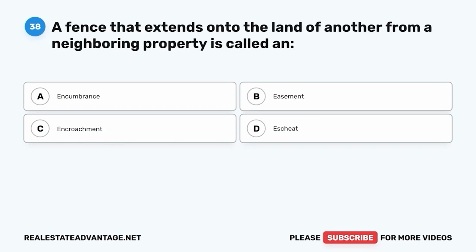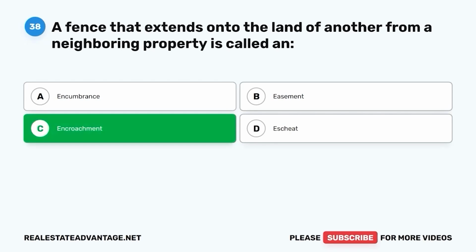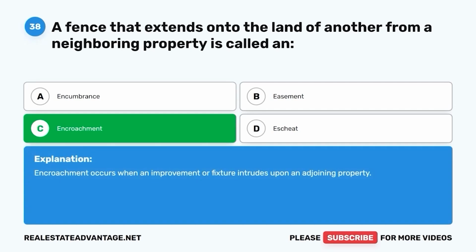Question 38. A fence that extends onto the land of another from a neighboring property is called an A. Encumbrance, B. Easement, C. Encroachment, D. Escheat. The correct answer is C. Encroachment. Encroachment occurs when an improvement or fixture intrudes upon an adjoining property.